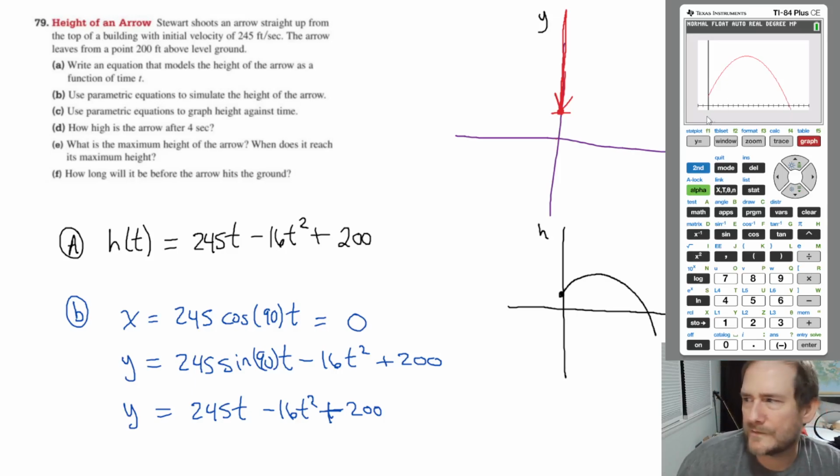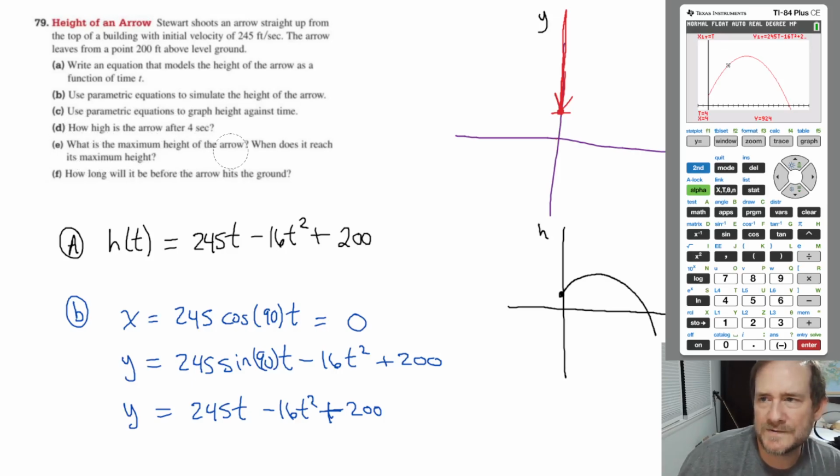How high is the arrow after 4 seconds? If they're just giving you a time, then I would say go to calc and choose value and just enter 4. And they're going to show you that when time is 4, we're at a height of 924. And that's it for part D.